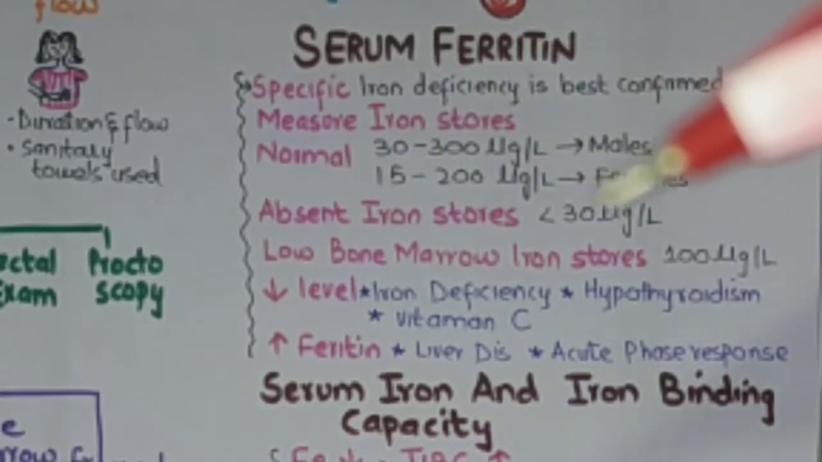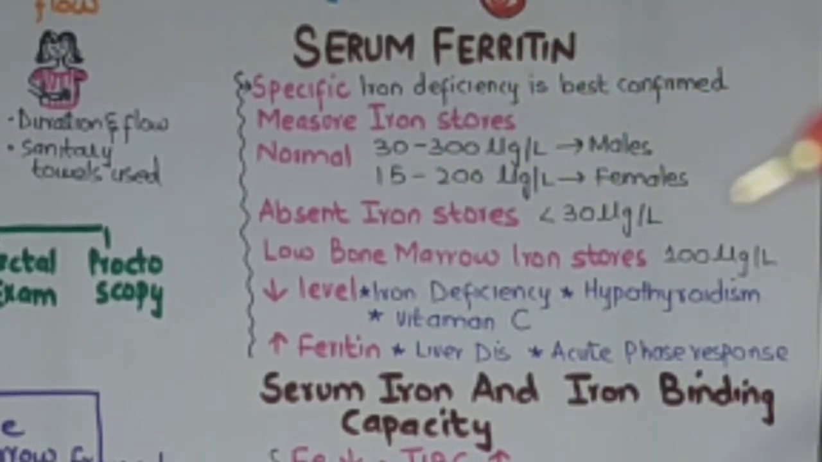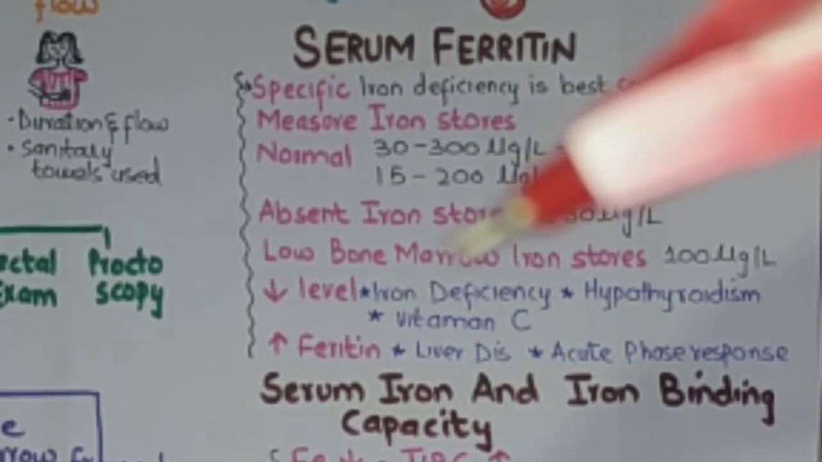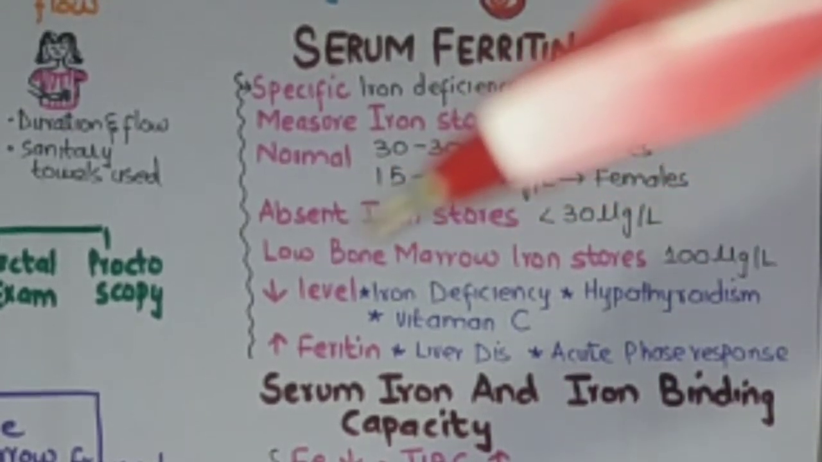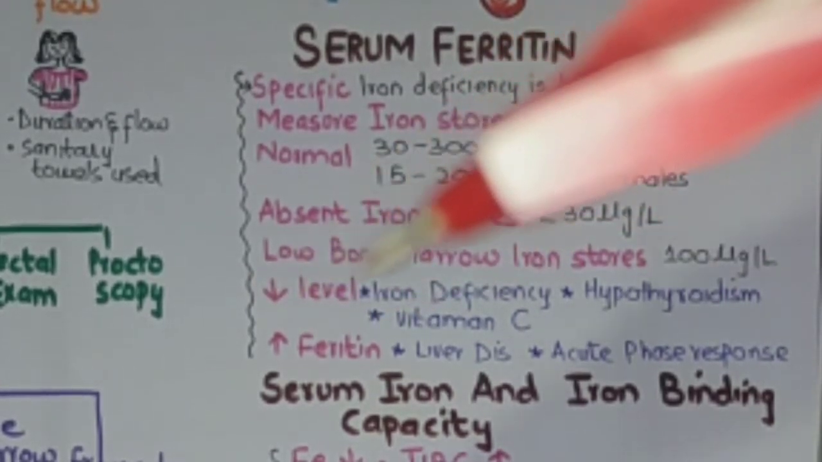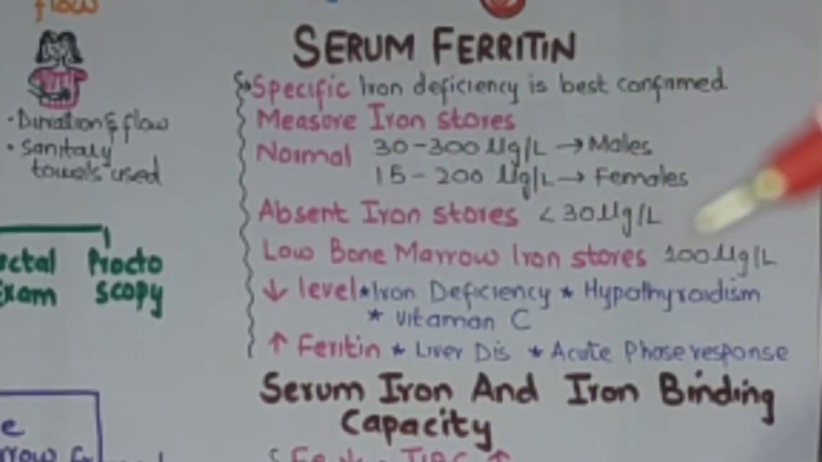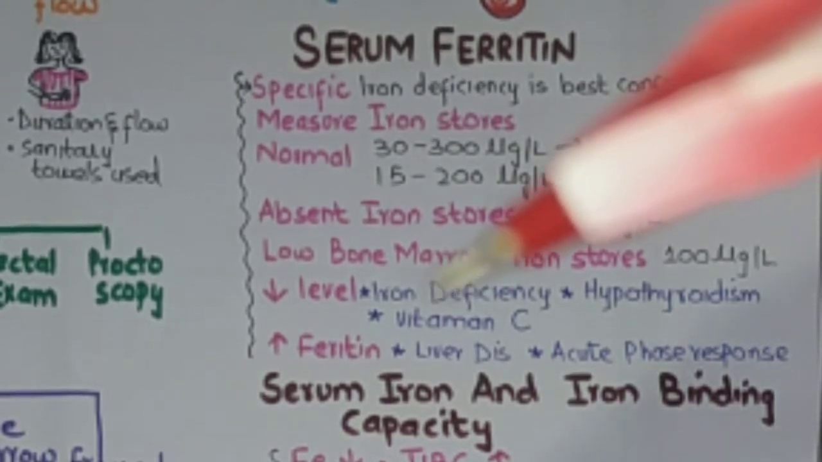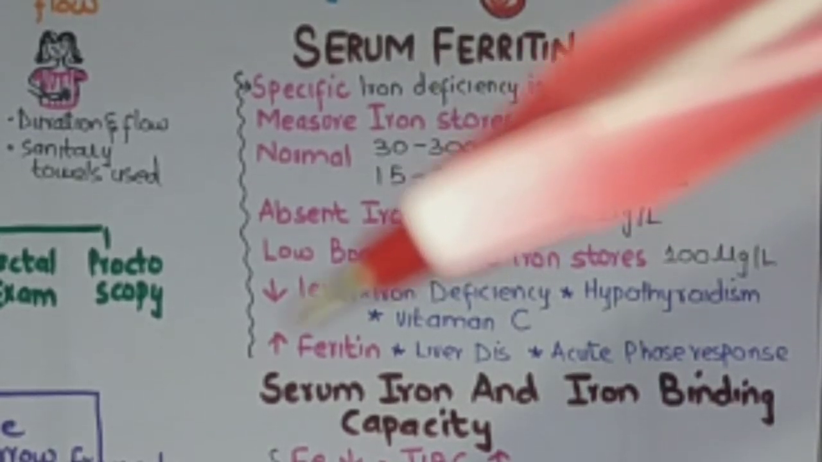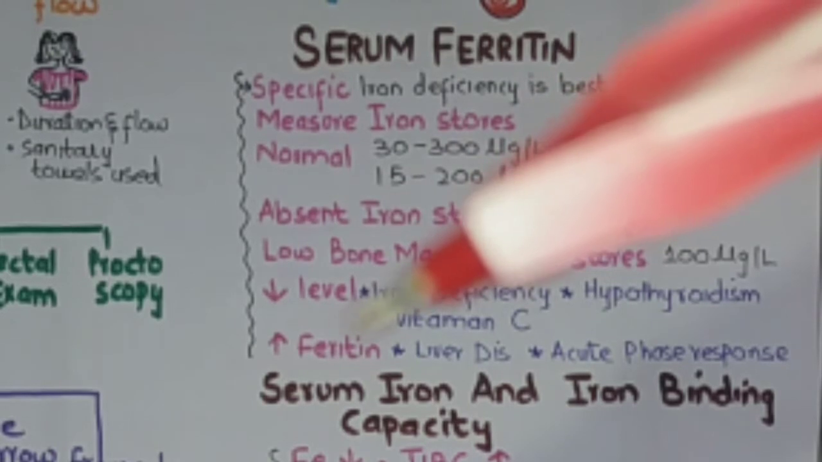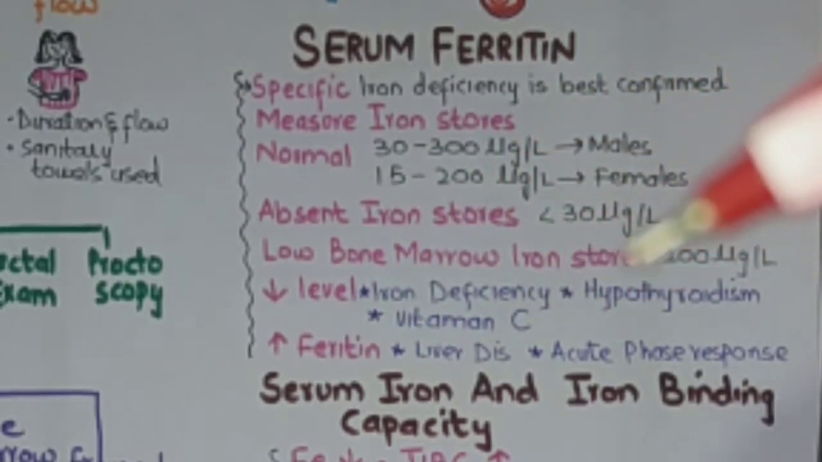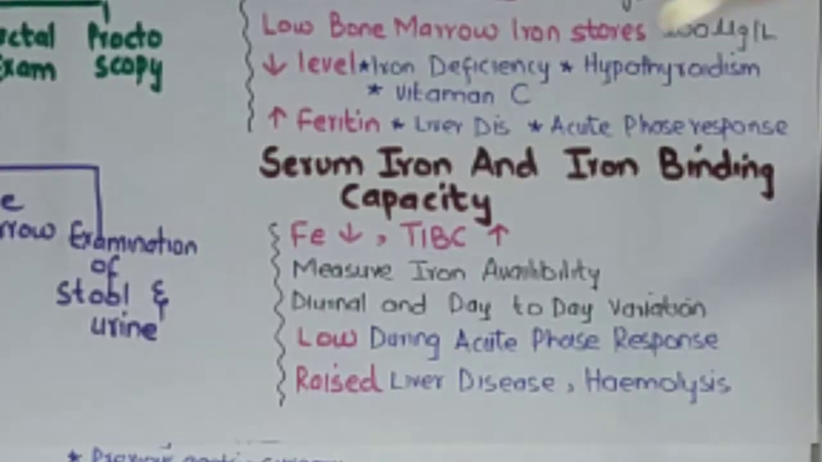Less bone marrow iron stores, like 100 microgram per liter. If the value is 100 microgram per liter, you will say that in the bone marrow the iron stores are less. And the serum ferritin level is decreased in iron deficiency anemia, also in hypothyroidism and in vitamin C deficiency. And serum ferritin is increased in conditions like liver disease and the acute phase response.